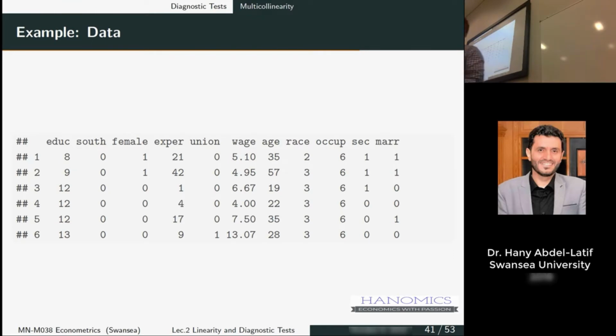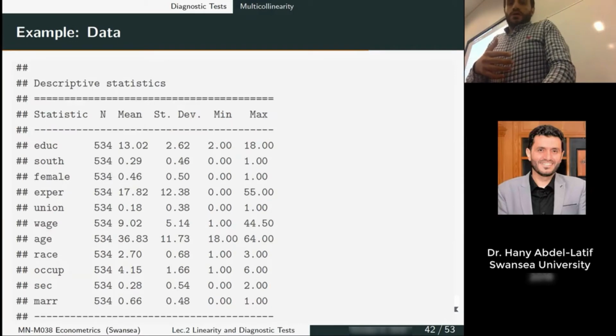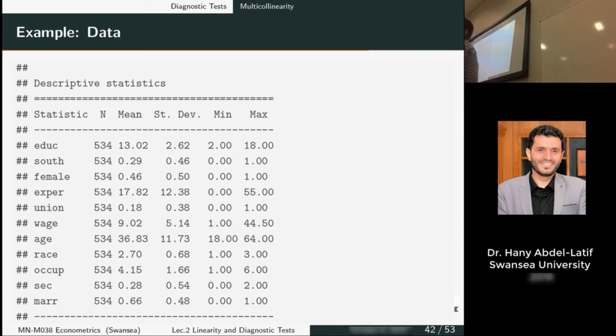So they have this data, and I think it's 540 observations, and we want to fit a model that explains differences in wage, or what factors determine wage, believing that these are the factors that are important in determining wage. So what I did, as usual, I said, just look into your data. So these are the descriptive statistics of the data. As I said, it's about 534 observations, mean and other statistics.